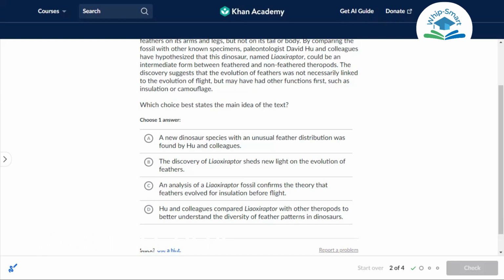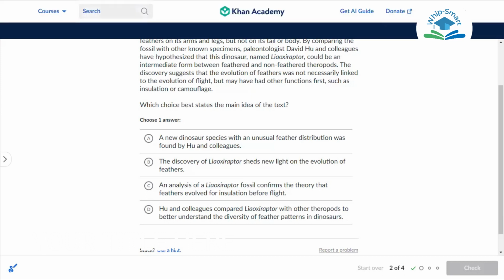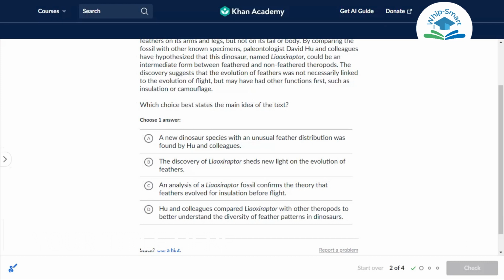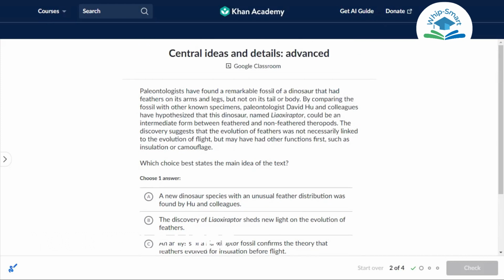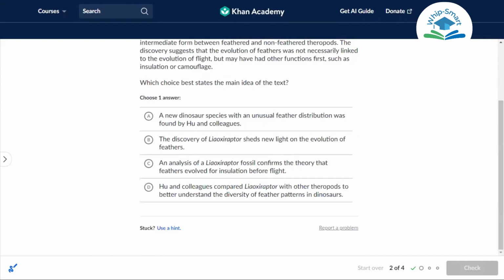Choice A: A new dinosaur species with an unusual feather distribution was found by Hu and colleagues. No, ma'am. The passage did not say that the fossil was found by Hu and colleagues. Okay, fine. So it was not said who found it. All right, how about B?